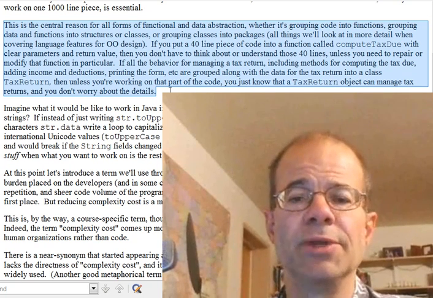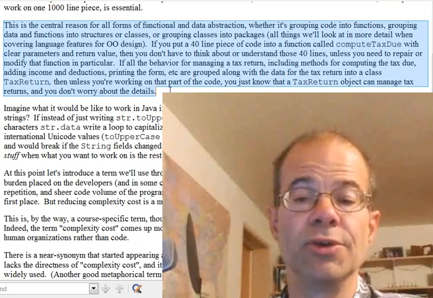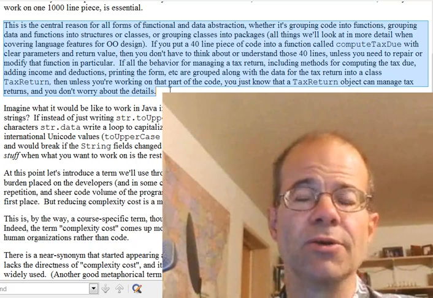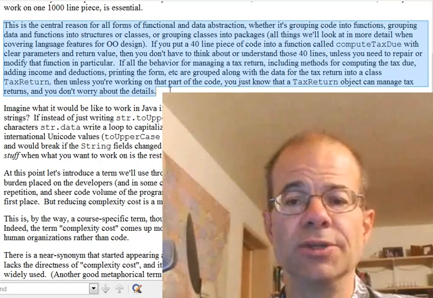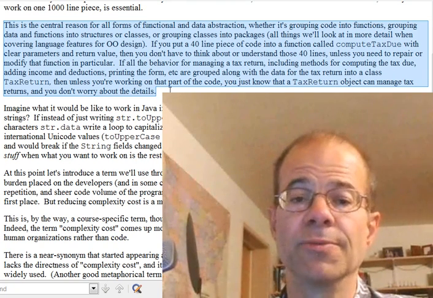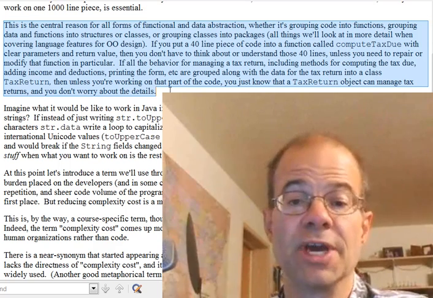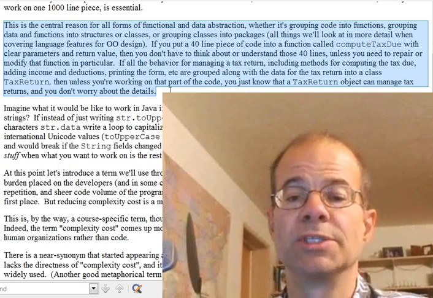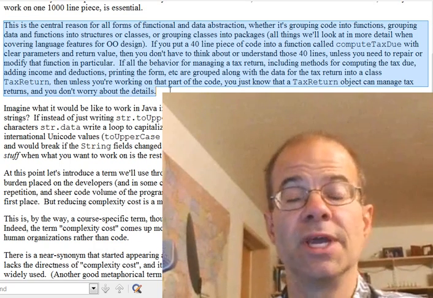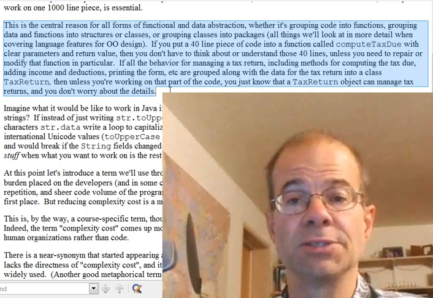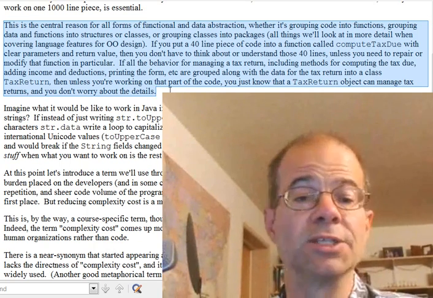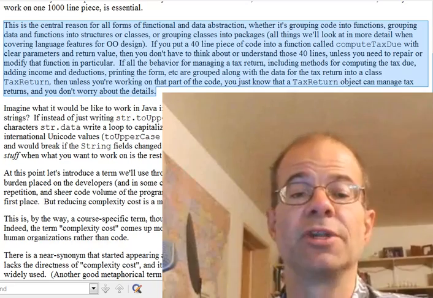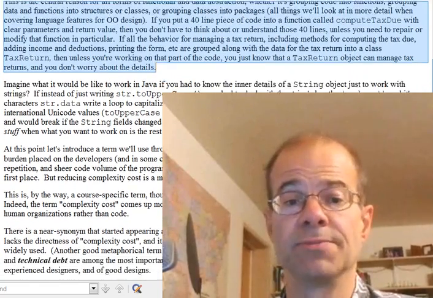If you put a 40-line piece of code into a function called compute_tax_due with clear parameters and return value, then you don't have to think about or understand those 40 lines unless you need to repair or modify that function in particular. If all the behavior for managing a tax return, including methods for computing the tax due and adding income and deductions, printing the form, etc., are all grouped along with the data for the tax return into a class, call it TaxReturn, then unless you're working on that part of the code, you just know that a TaxReturn object can manage tax returns and you don't worry about the details.